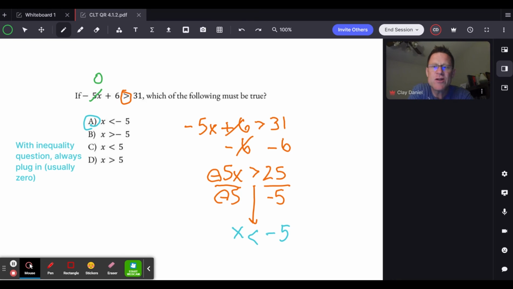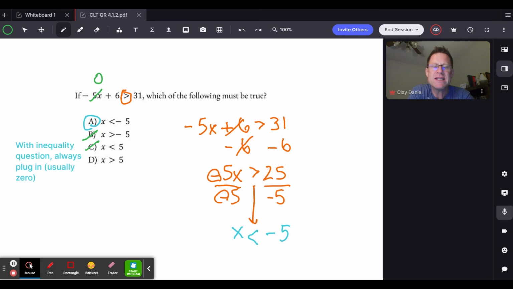Clearly not. So plugging in 0 means that 0 should not be part of the solution set of the right answer. Notice that, for example, in choice C, 0 is part of the solution set. Less than 5, 0 is less than 5. But it's also true of the trap answer we noted before, choice B, greater than negative 5, 0 is part of that solution set. So if you've kind of gotten it down to something related to negative 5, but you're not sure if it's less than or greater than, plugging in 0 is a great way to confirm your answer.